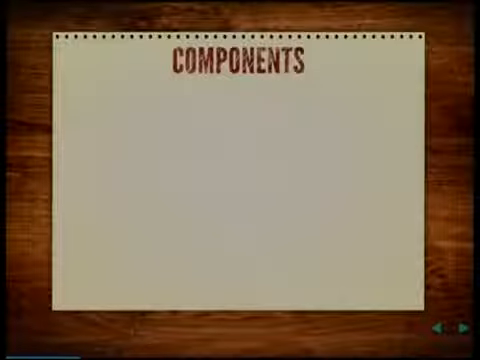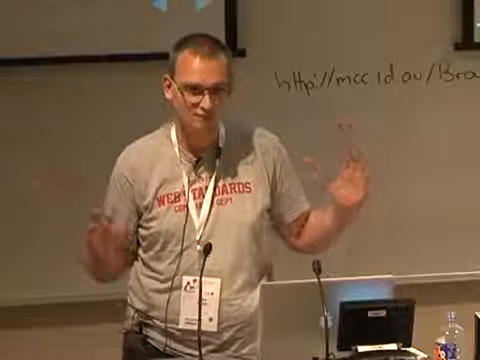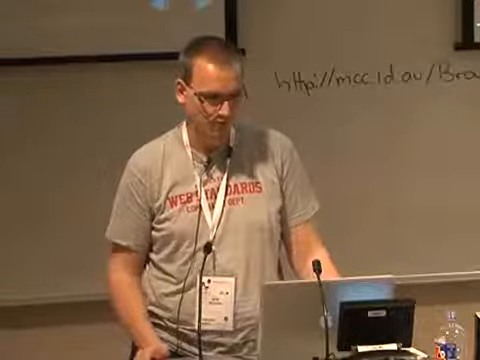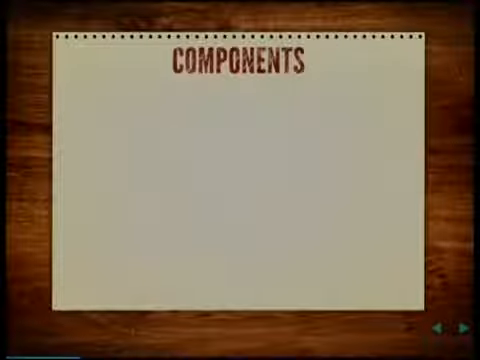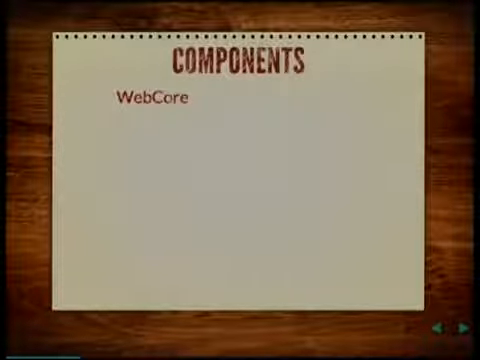So that's about the history. Now we come to the contents. WebKit does not just exist as a monolith giant program. It actually consists of different parts. One part is the so-called WebCore.